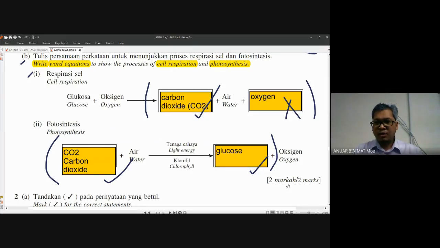Can you understand this? Because the question does not give you 4 marks. The question only gives you 2 marks. So there is no half mark in the science paper. Okay, this is not 1.5 marks, no. There is no half mark. So this is only 1 mark, right?